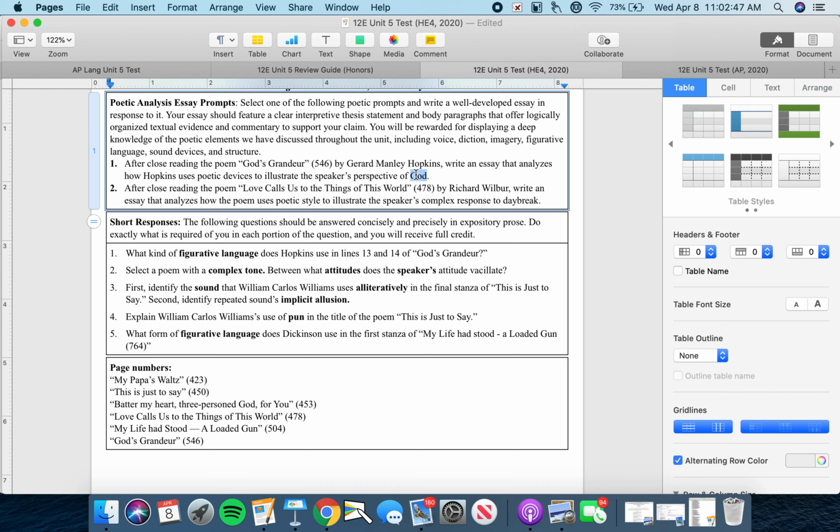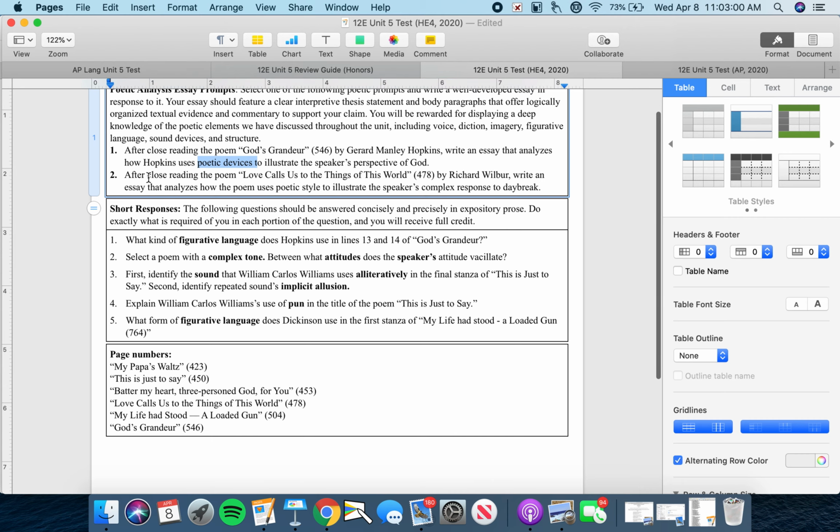I need you to develop a thesis about the speaker's perspective of God and then connect the ways in which Hopkins uses poetic devices in order to develop this kind of theology of the speaker, or this theological reflection on the part of the speaker as he thinks about the God that he worships.